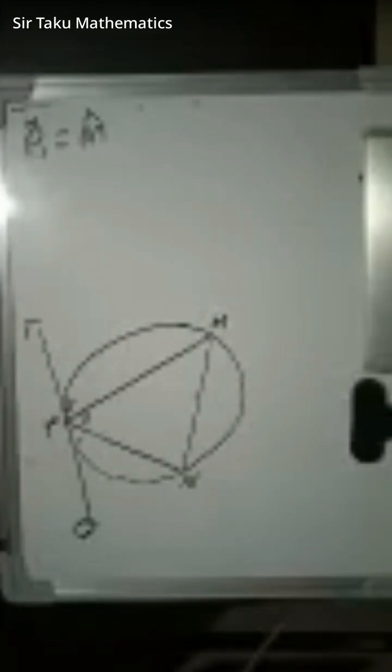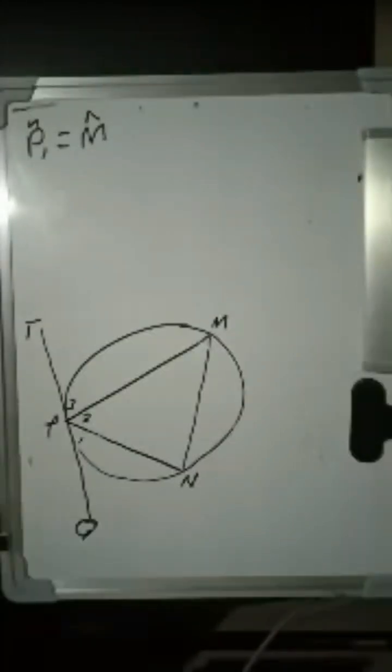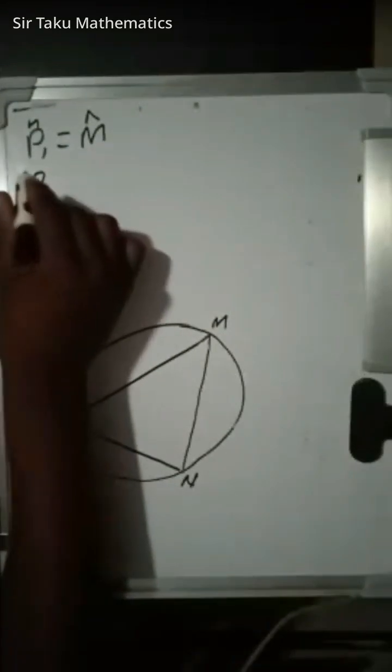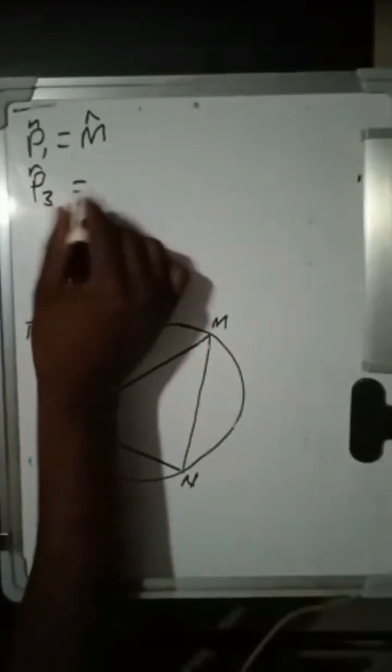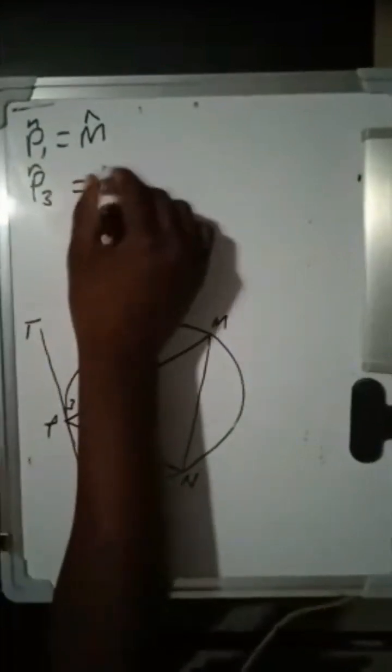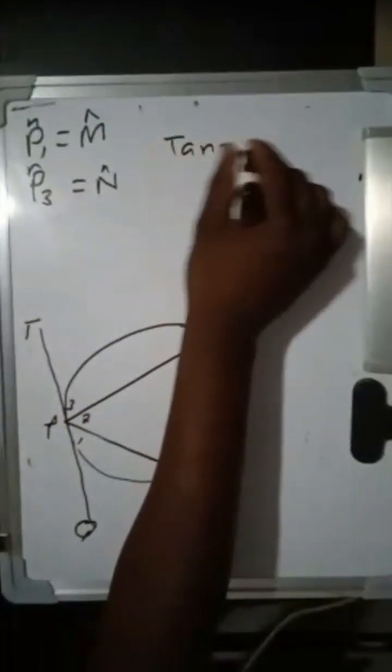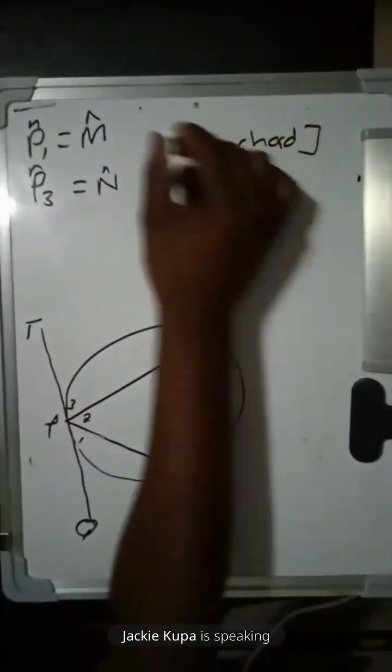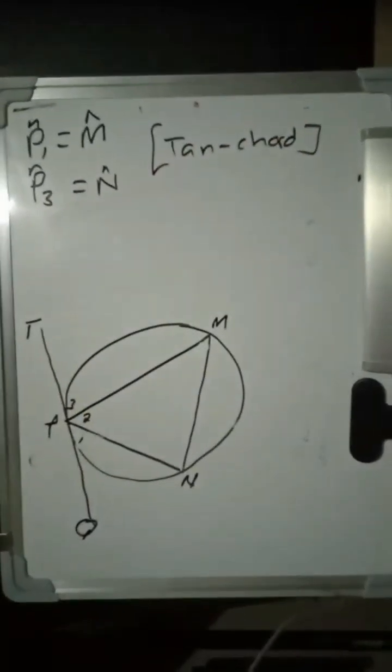Okay? So which other two angles are equal there? How about P3 is equal to N? It's equal to N. And the reason is what? Tan chord. Yes, that's the reason. It's equal, tan chord.